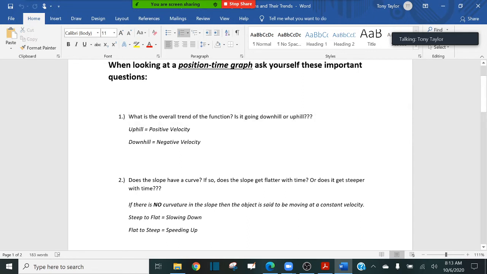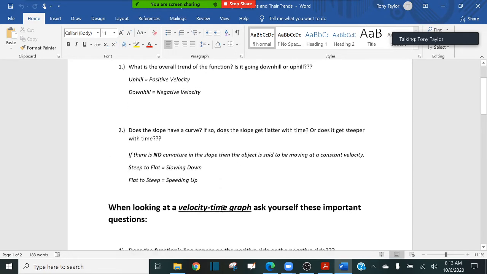I'm telling you guys right now, if you look at a position time graph, if it appears to be going uphill, that means the object is moving in the positive direction. If it appears to be going downhill, that means the object is moving in the negative direction. And we already talked about this last week. So uphill indicates an object that has a positive velocity, and downhill indicates an object that has a negative velocity. So that's the first thing you want to ask yourself.